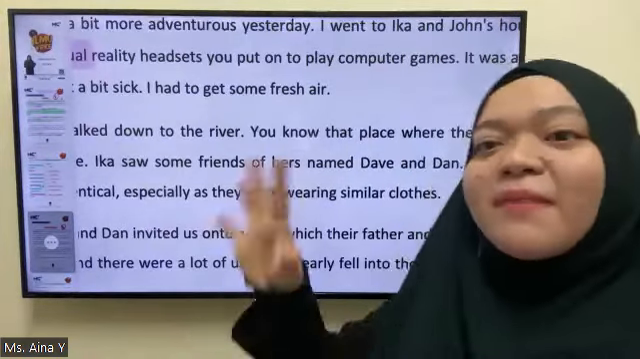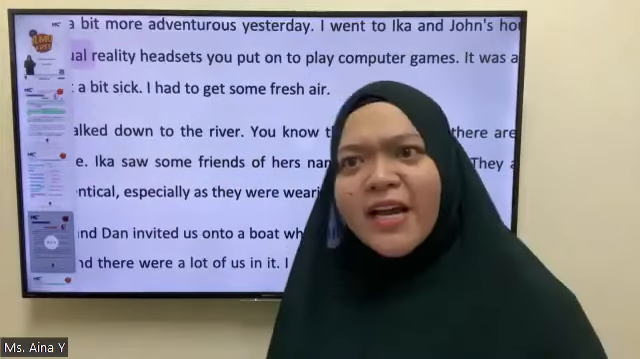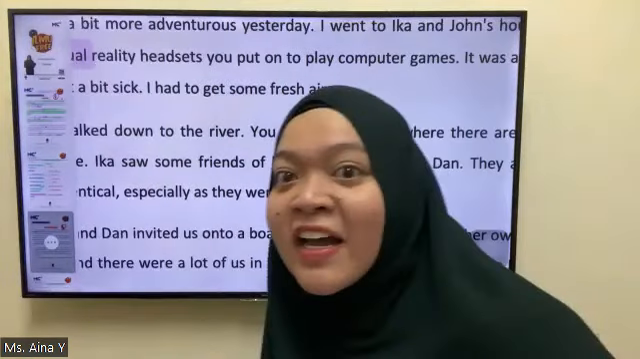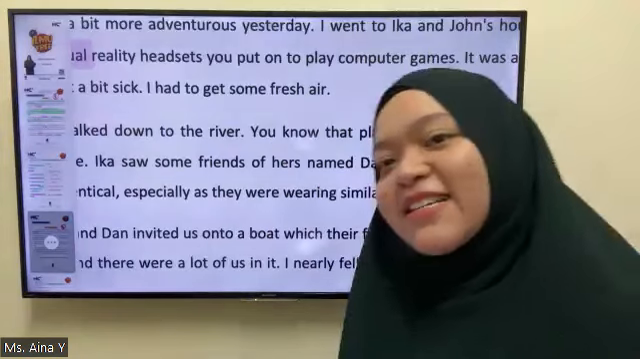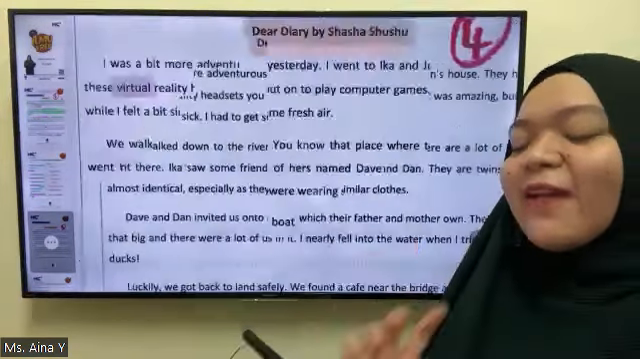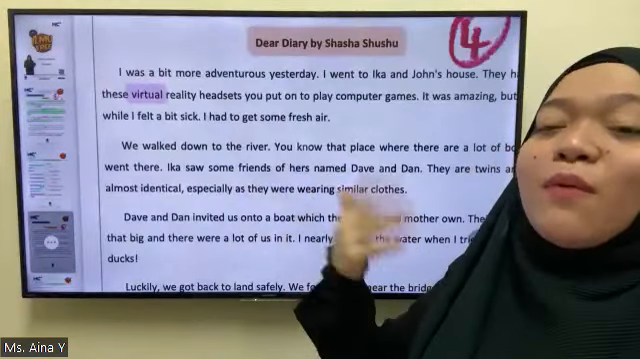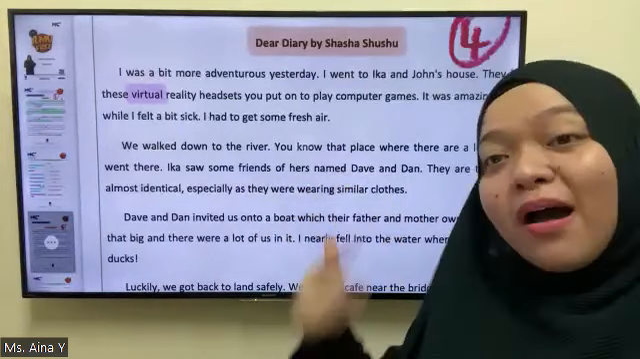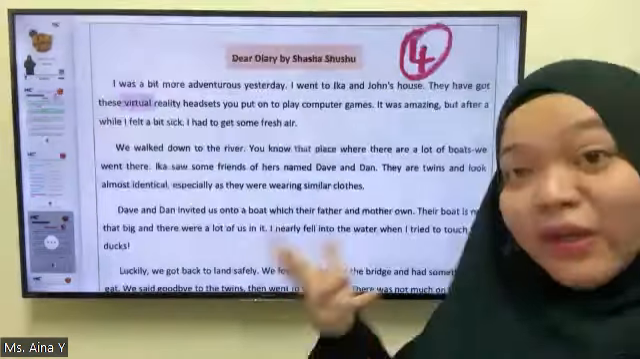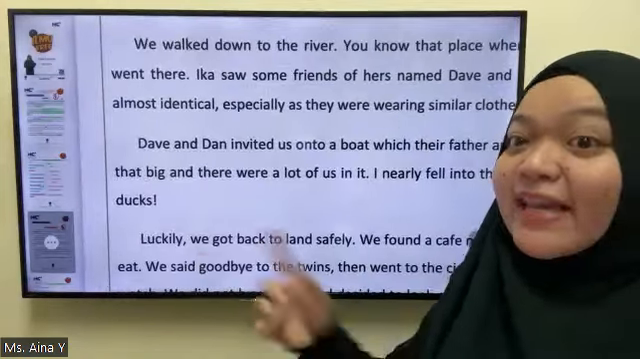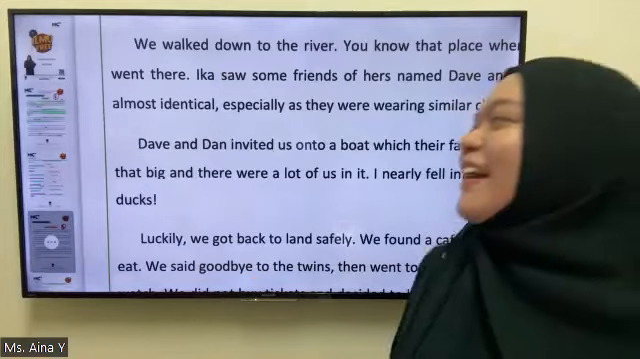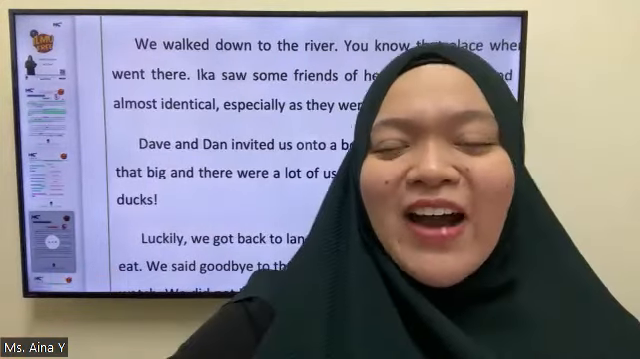Biasa kan? Nampak kembar. Cik tengok sikit, ada yang kembar kat sini. Ada kembar tak kat dalam ni? Ada tak? Tak ada eh? Oh, tak ada pula. Kadang-kadang ada terselit sepasang kembar kat dalam ni. Okay. So they wear the same clothes. By the way, my mom is a twin as well. She has a twin. So she's the younger one. Dia yang keluar kemudian.